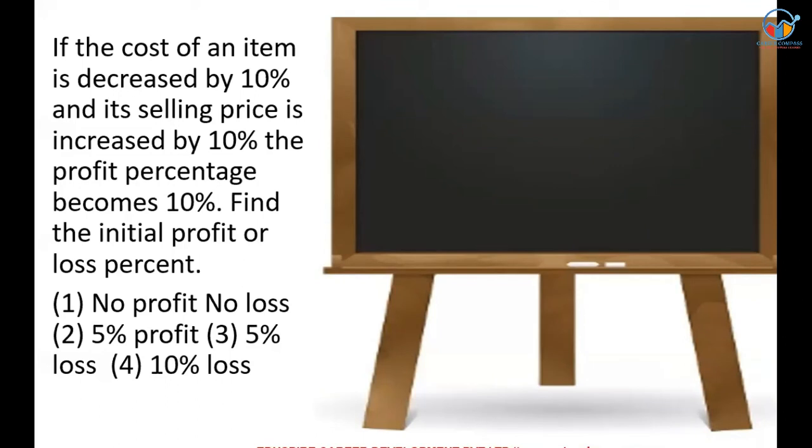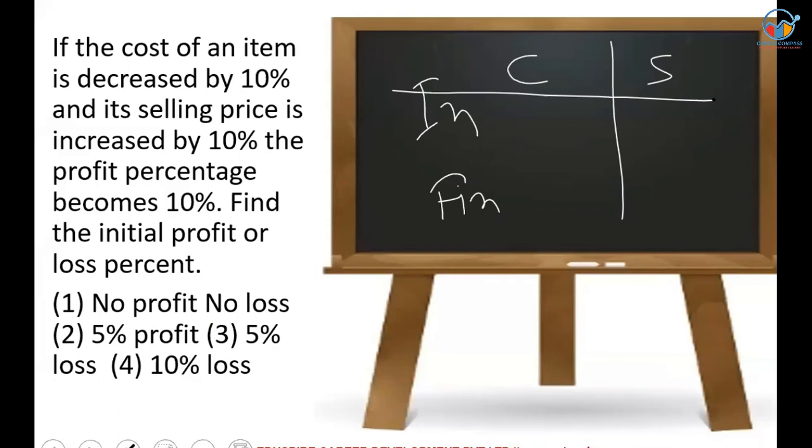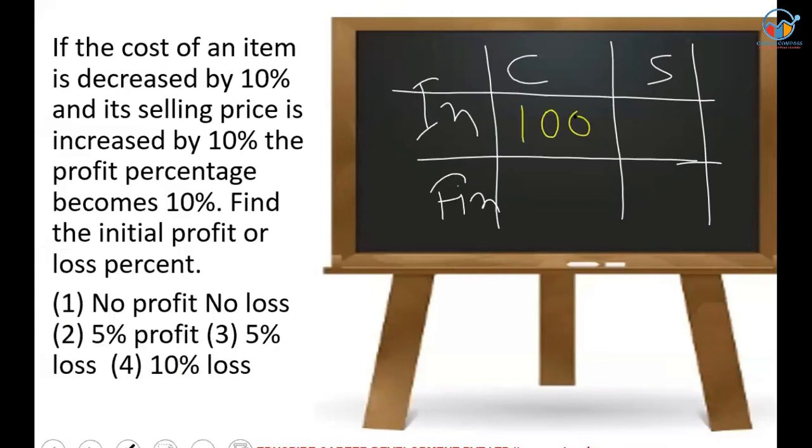See, first of all, one should understand that in situations like this, framing a table could be a better option, especially when you have the initial situation and the final situation. For example, you start by assuming the earlier cost as 100. That's a very safe assumption. Now they have said you have reduced it by 10%, so it has become 90. Now, if you read the question, they have said in the second case, the profit is 10%. So 10% profit on 90 rupees.